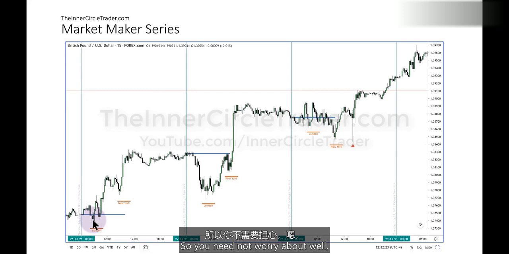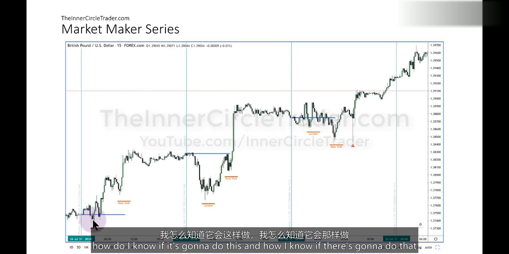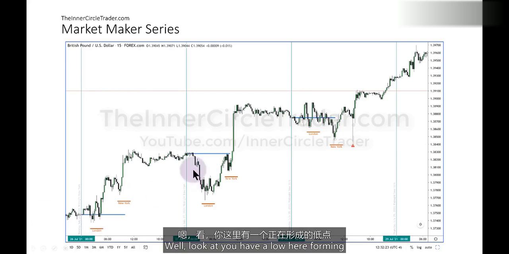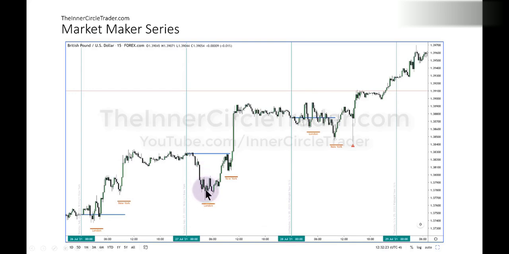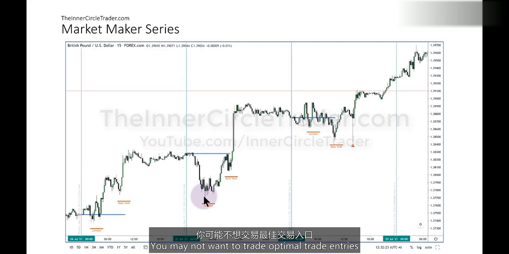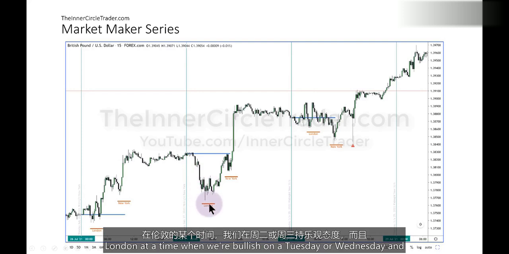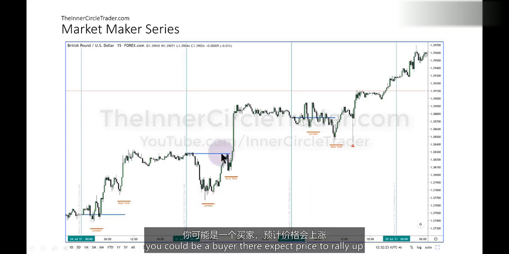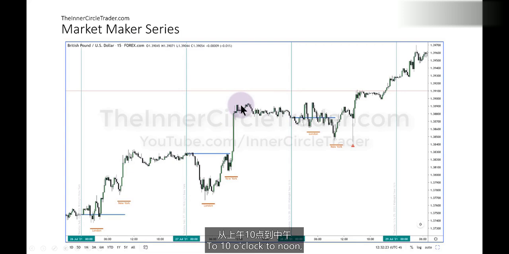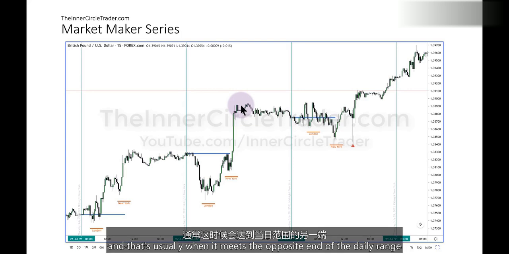So you need not worry about, well, how do I know if it's going to do this and how do I know if it's going to do that? Well, look at, you have a low here forming, and then it trades down below it again. That might be what you're waiting for your model. You may not want to trade order blocks. You may not want to trade optimal trade entries. You just want to see a low and then wait and see if it runs below that low during London at a time when we're bullish on a Tuesday or Wednesday. And you could be a buyer there, expect price to rally up to 10 o'clock to noon, which is London close. And that's usually when it meets the opposite end of the daily range.